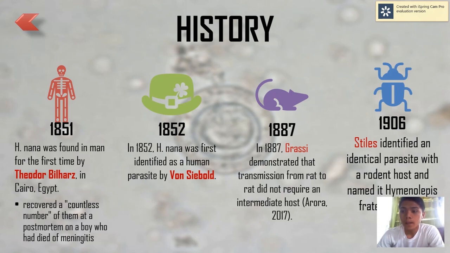So it has two alternations of its life cycle. It can infect an insect and then complete its life cycle, then proceed to a final host. And the other pathway is that it directly infects the human. There are two alternations of its life cycle. Now those two alternations I will discuss further in the life cycle section. In 1906, Stiles identified an identical parasite with a rodent host and named it Hymenolepis fraterna.